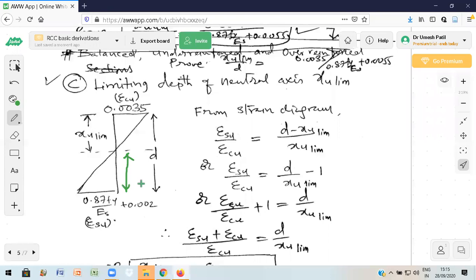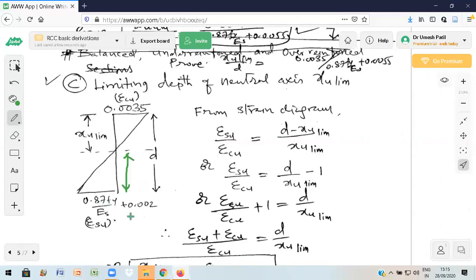How much is this height? Whatever green I have shown, how much is that? What is the height of this triangle? Altitude of this triangle, d minus xu limit. D minus xu limit will give you the altitude of this triangle. Okay, now observe here.